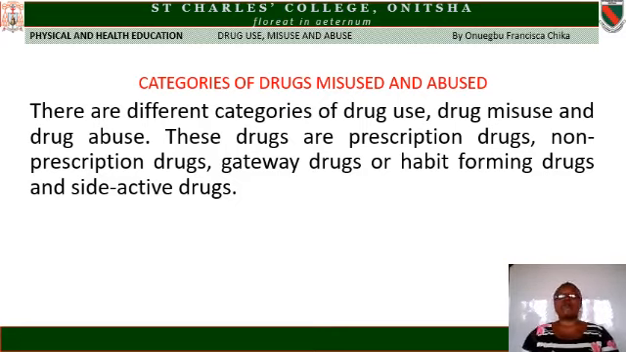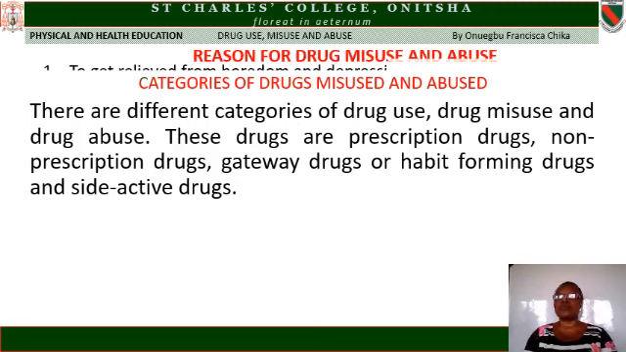And the next one is psychoactive drugs. When we talk of psychoactive drugs, these are drugs that make you feel very high. They are normally used by performers, maybe dancers or movie actors, so that when they move onto the stage, they will feel very high and will not feel shy. That is the psychoactive drugs. So these are the categories of drug misuse and abuse.